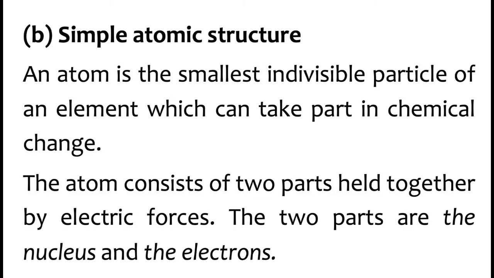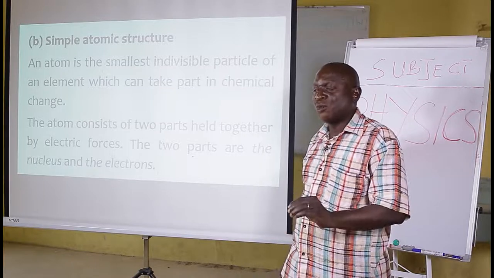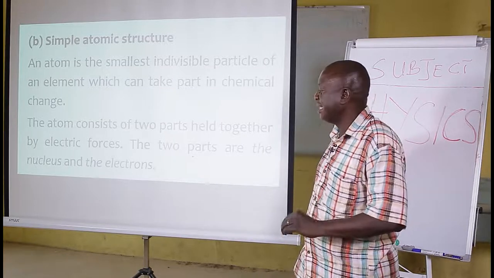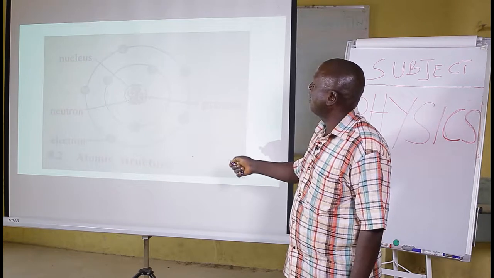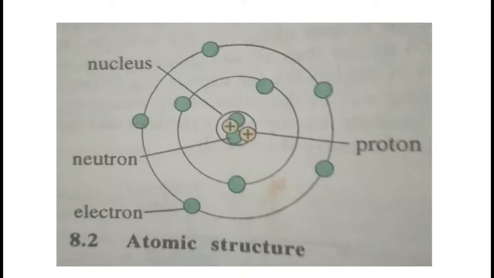Now, the atom consists of two parts, and these two parts are held together by electric forces. The two parts are the nucleus and the electrons. So here we have the diagram showing the structure of an atom. Here in the center, we have the nucleus with some particles. We can see that some are denoted plus and some without any sign.